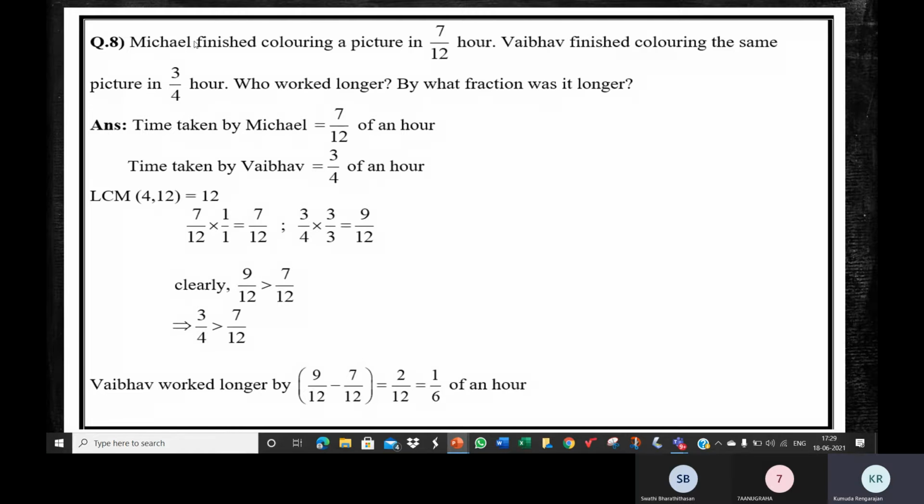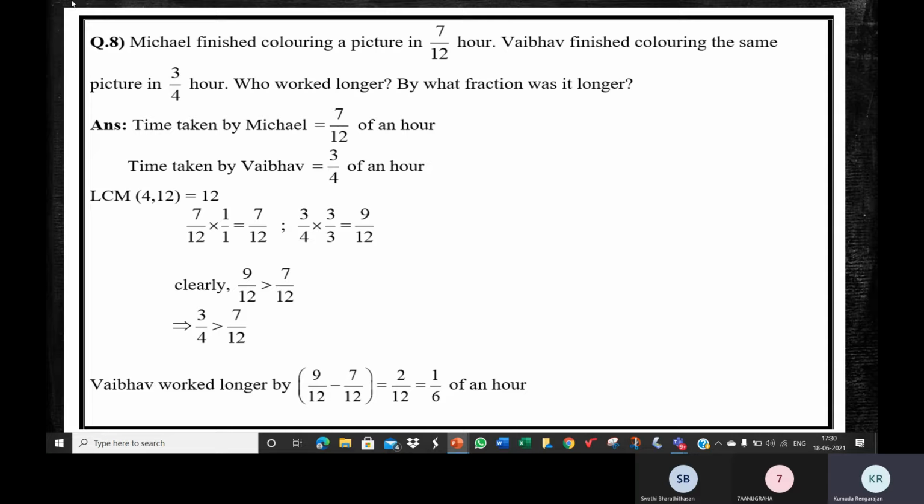Look at this one. Michael finished coloring a picture in 7/12 of an hour. Vaibhav finished coloring the same picture in 3/4 of an hour. Who worked longer? By what fraction was it longer?